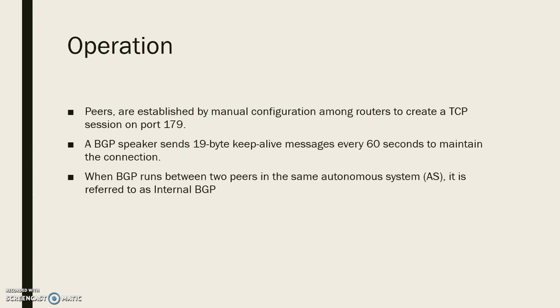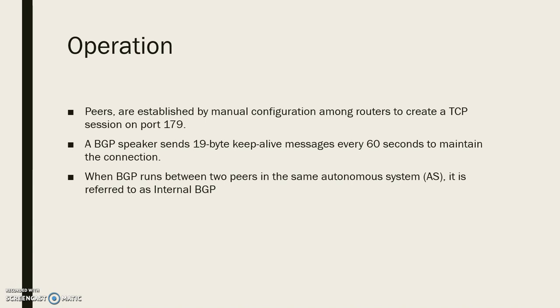Operation. Okay, so BGP has these neighbors called peers. These are established by manual configuration among routers to create a TCP session on port 179. A BGP speaker sends 19-byte keep-alive messages every 60 seconds to maintain the connection. Among routing protocols, BGP is unique in using TCP as its transport protocol.